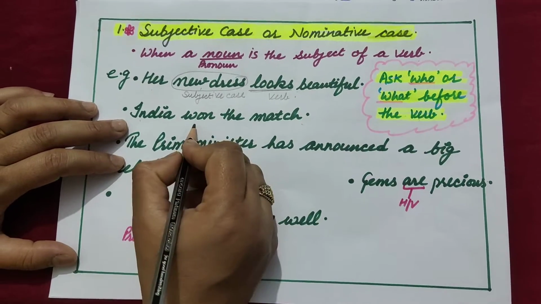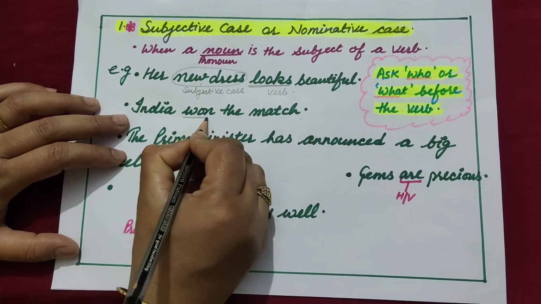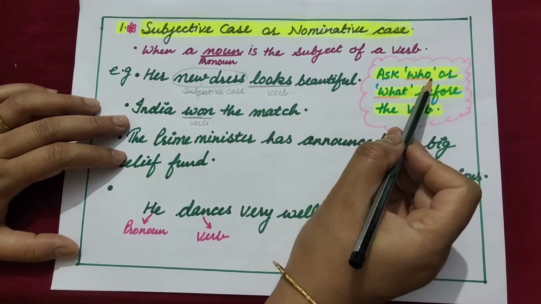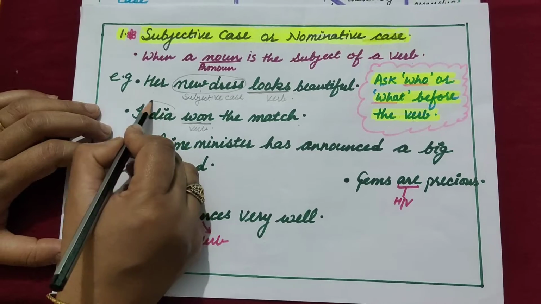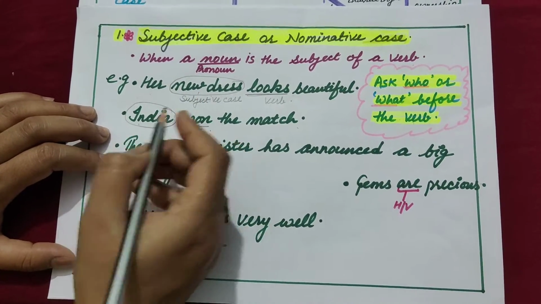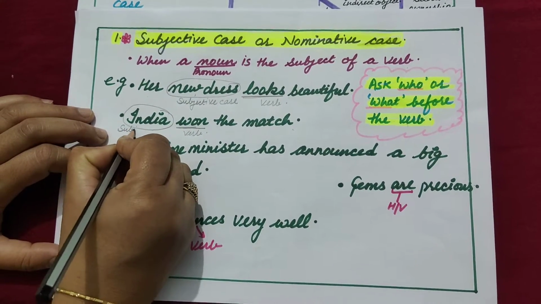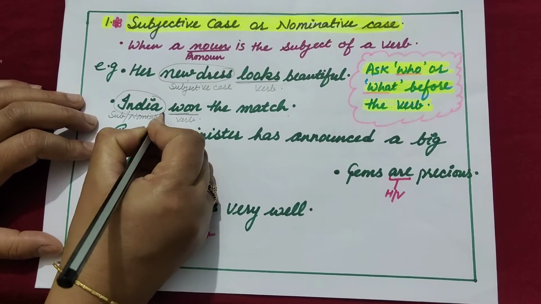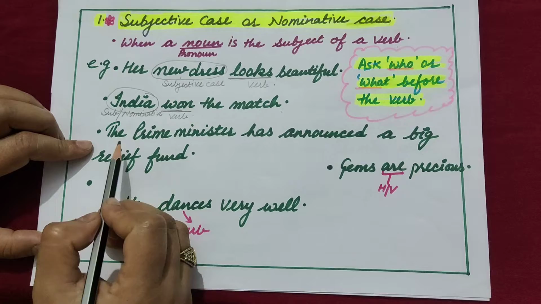India won the match. Once again, we have to see the verb, which is the verb here? Won. Clear? And who won the match? India won the match. So, what is this? This is subjective case or nominative case. Clear?